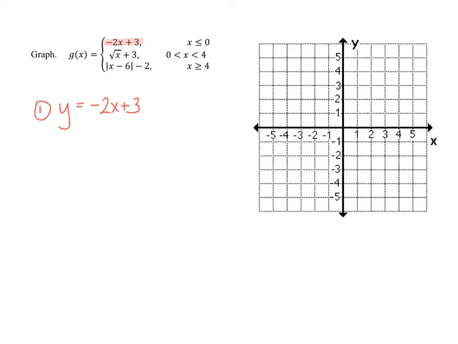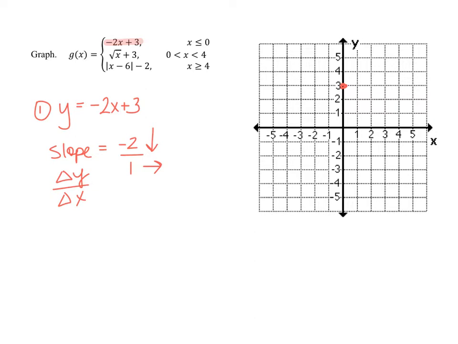So this is a line with a y-intercept of positive 3, and my slope is negative 2. Just a little reminder regarding slope. When we write the slope is negative 2, we can think of that as negative 2 over 1. And slope is the change in the y values divided by the change in the x values. So a change in y of negative 2 would mean that we would be going down 2, and then a change of x of positive 1 would mean we would be going right 1.